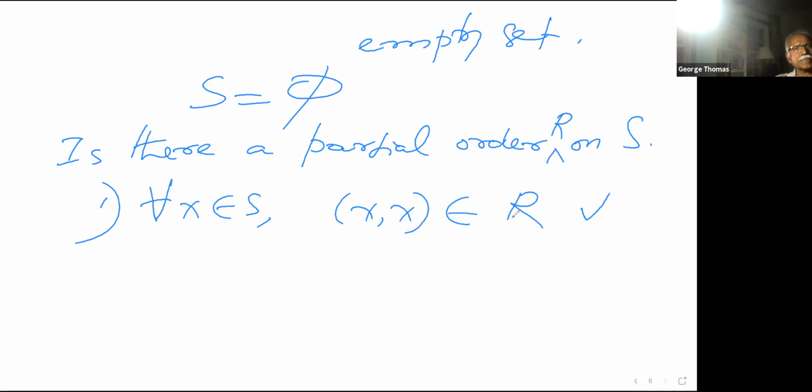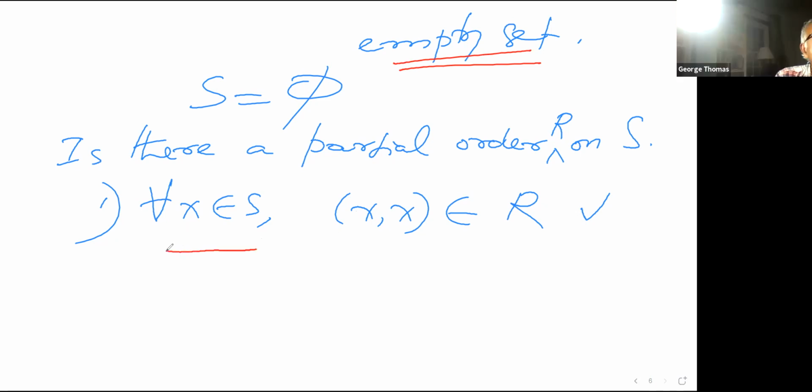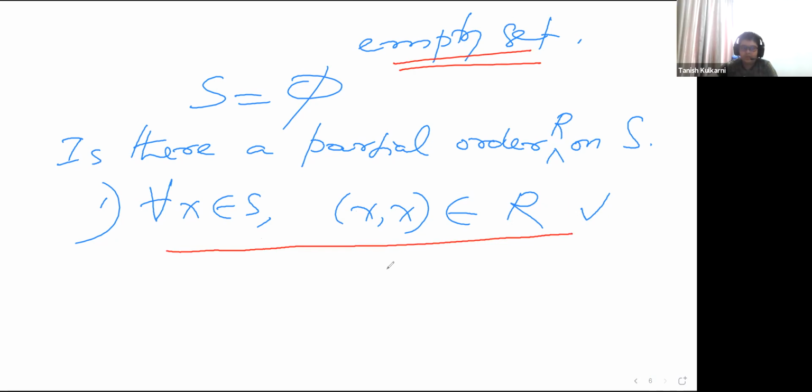Is this true? Is there any element in a set like this? Is there any element in the empty set? No. So, is this statement true for the empty set or for the relation? No. Let me think here.